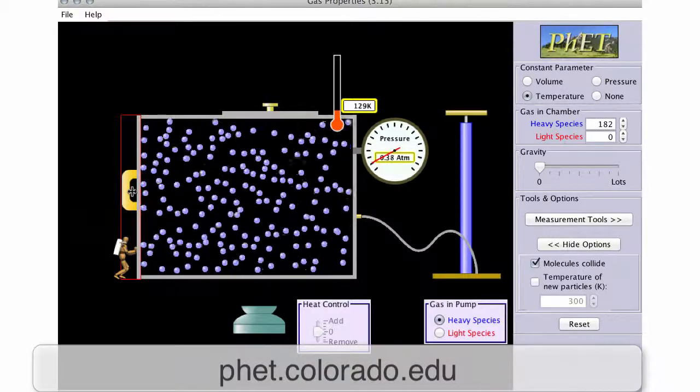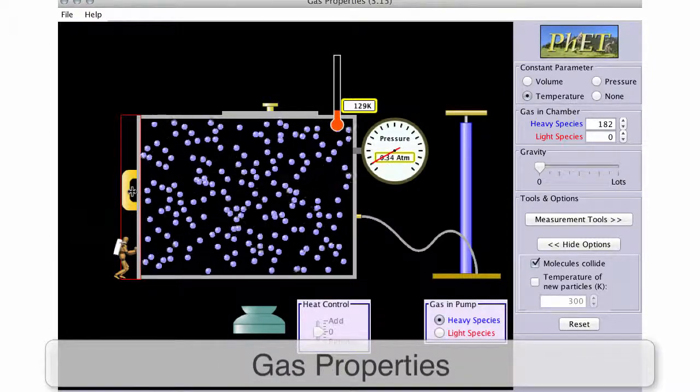Now, if you'd like to play around with this some more, go to fet.colorado.edu and you want to go to the gas properties simulation.